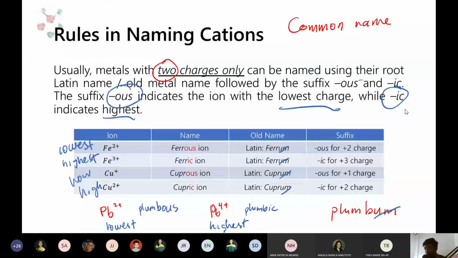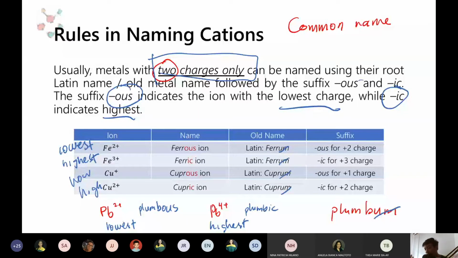Kung sino yung lowest, sino yung highest. The lowest will bear the suffix "-us", the highest will bear the suffix "-ik". So then you affix the suffix sa name. So ferrous, ferric, cuprous, cupric, plumbous, plumbic. Okay, so anong downside ng common name? The downside is that it is limited to 2 charges only. Okay, so yun yung isang downside niya.